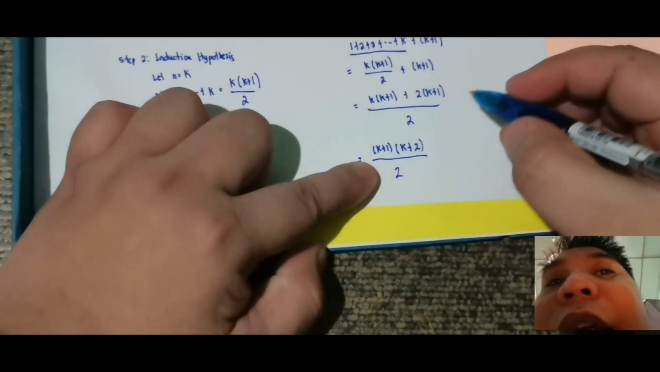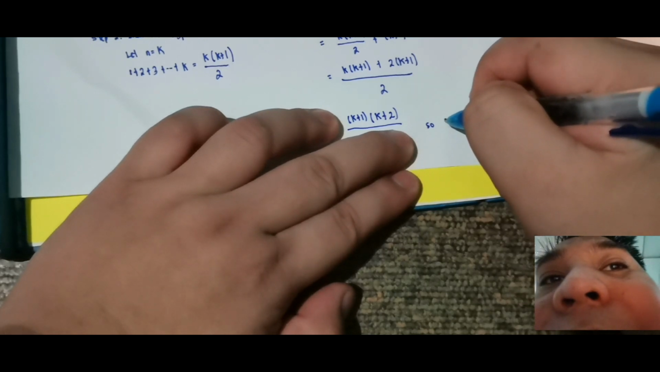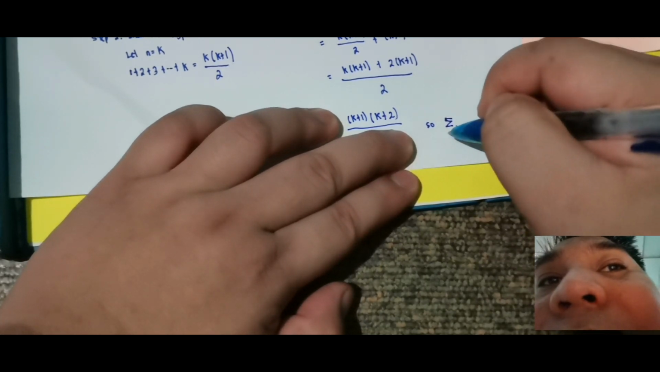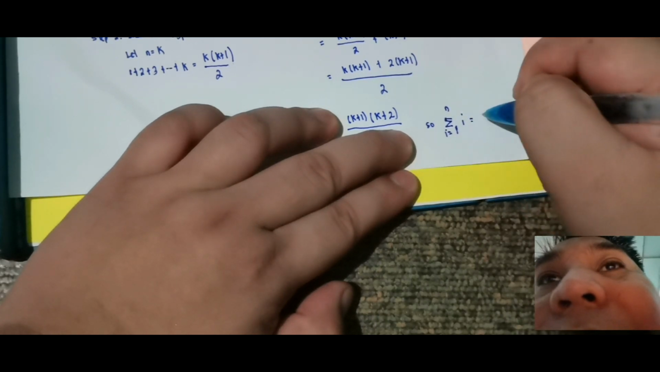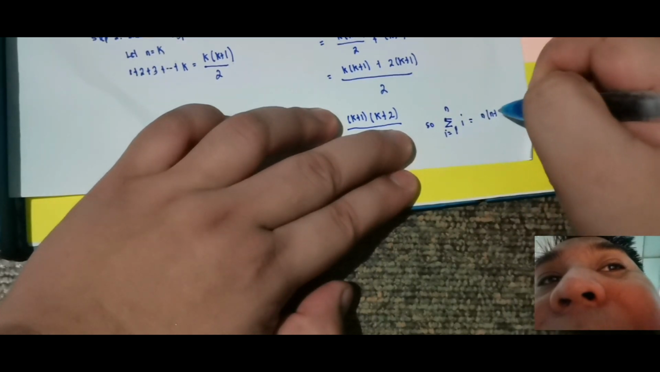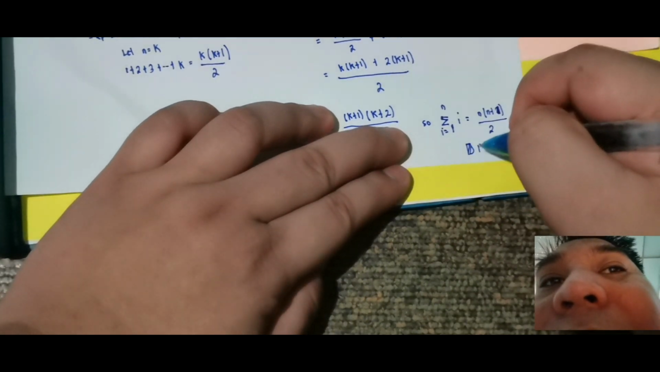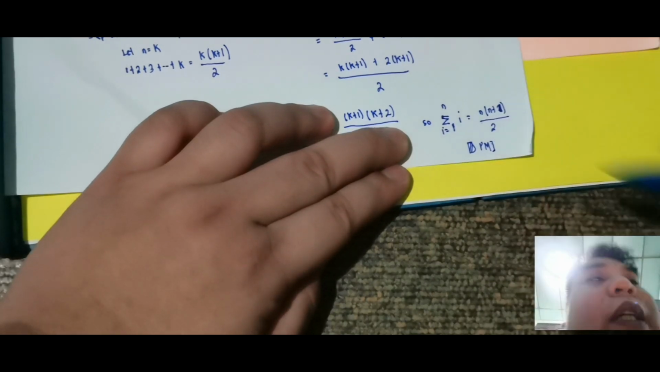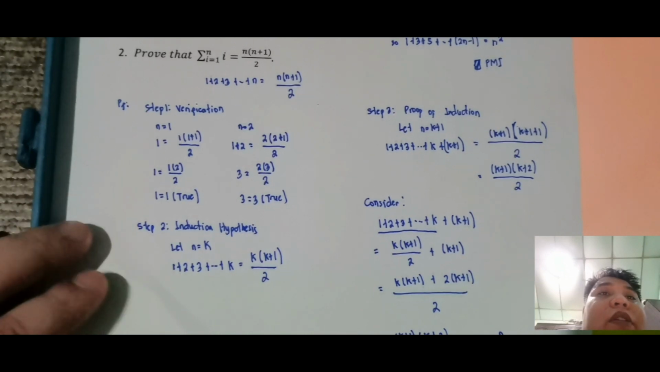Okay, so therefore, summation for i is equal to 1 up to n of i is equal to n times n plus 1 all over 2. And this is done and we use PMI. Okay, so ayan yung process nung number 2.